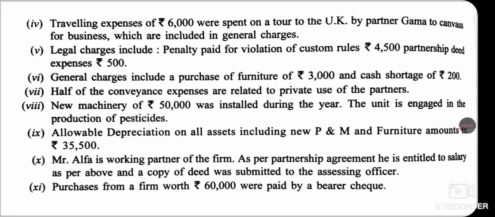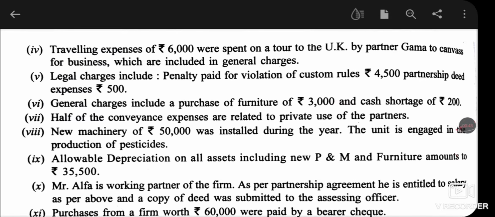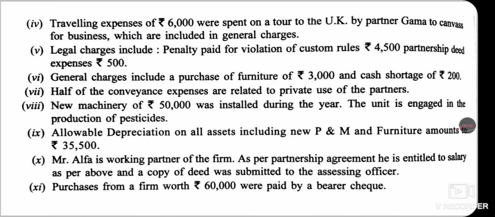New machinery of rupees 50,000 was installed during the year, and the unit is engaged in the production of pesticides. Allowable depreciation on all assets, including new plant and machinery and furniture, amounts to rupees 35,500. Mr. Alpha is a working partner of the firm. As per the partnership agreement, he is entitled to salary as per above, and a copy of the deed was submitted to the assessing officer. And purchases from a firm worth rupees 60,000 were paid by a bearer cheque.